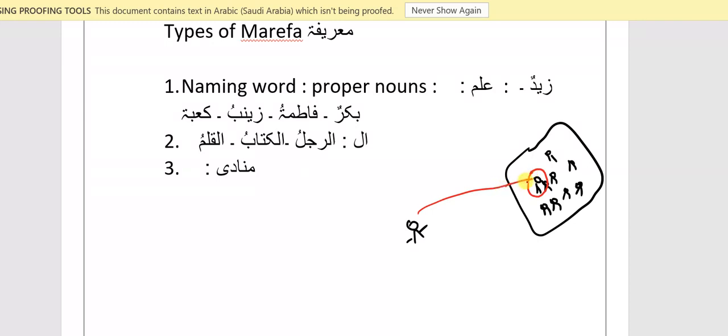Not by name, you are just saying, oh boy. Because if you take the name, it is already marifa, so there is no name, it doesn't make any sense. So you simply call someone, oh boy, come here. Apart from all these children, you are calling the one boy, this one. So this is munada.